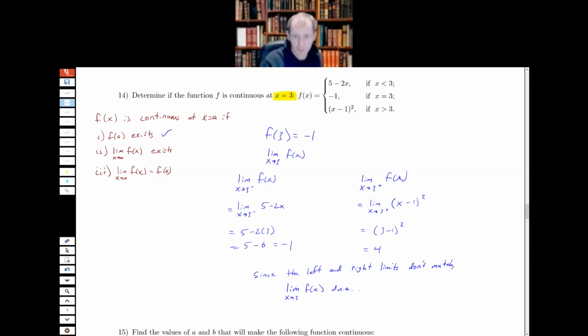And since that limit doesn't exist, the function is not continuous at x equals 3. Okay. Any questions on this one?